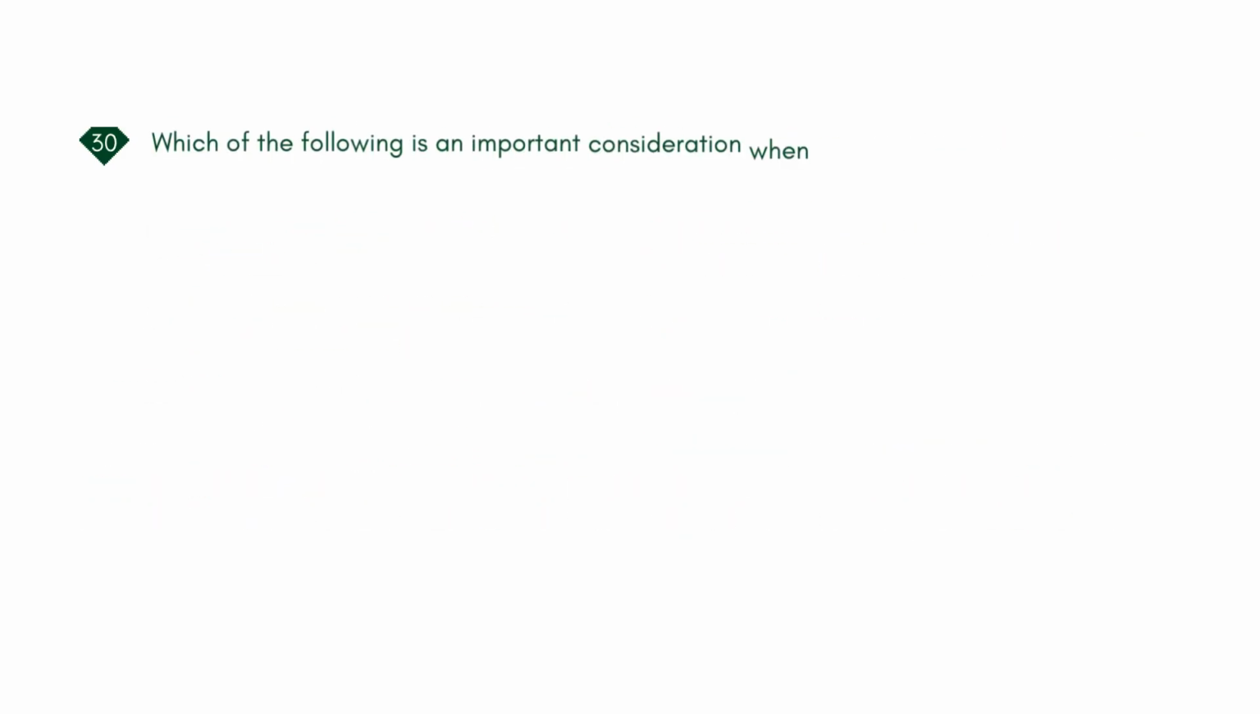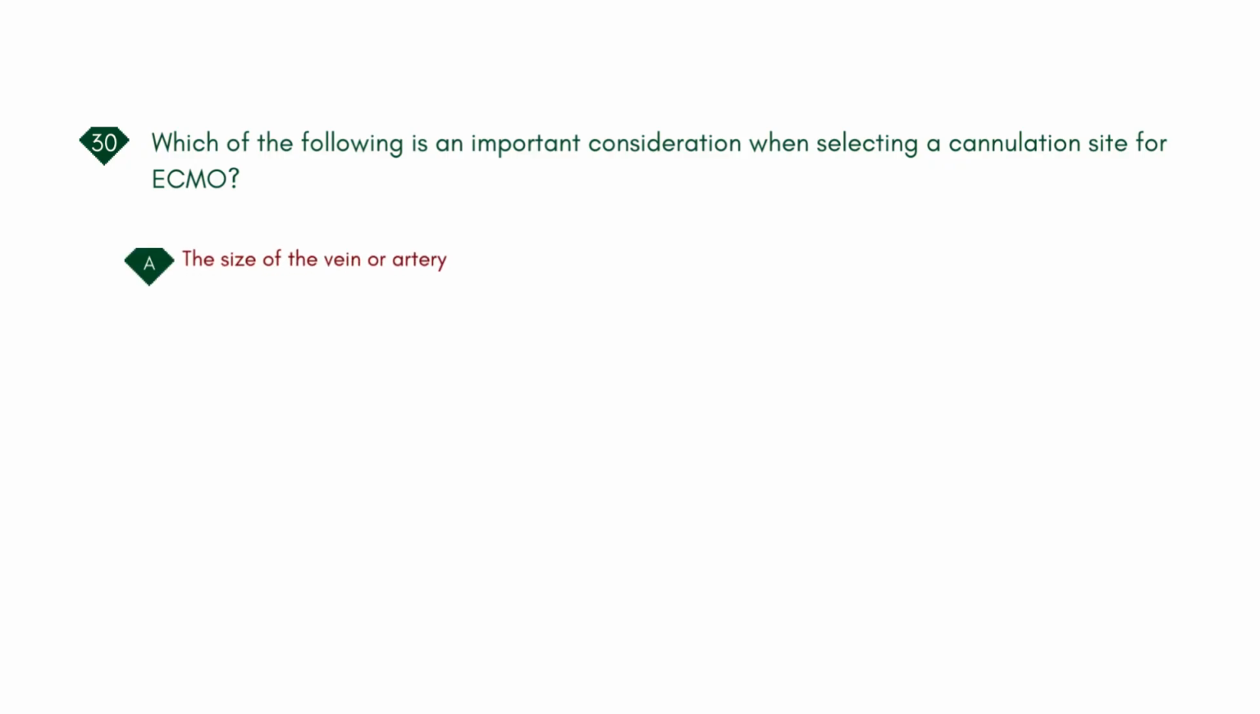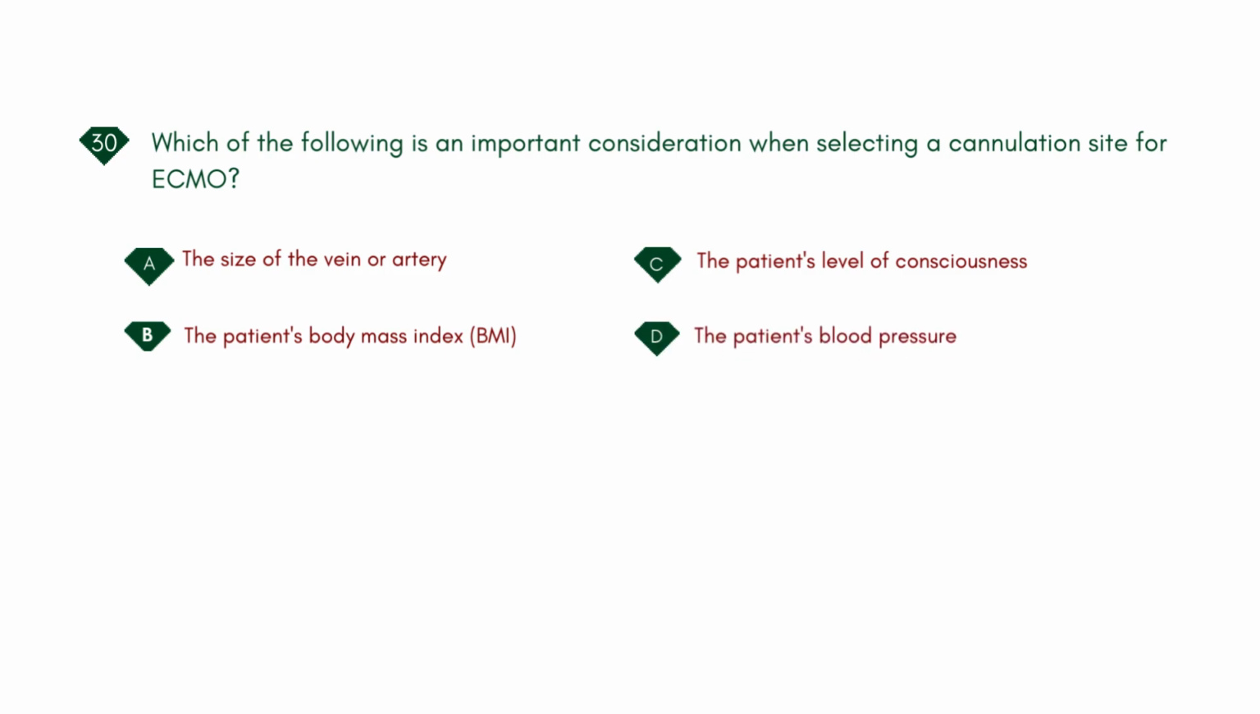Which of the following is an important consideration when selecting a cannulation site for ECMO? A. The size of the vein or artery. B. The patient's body mass index, BMI. C. The patient's level of consciousness. D. The patient's blood pressure. Answer: A. The size of the vein or artery.